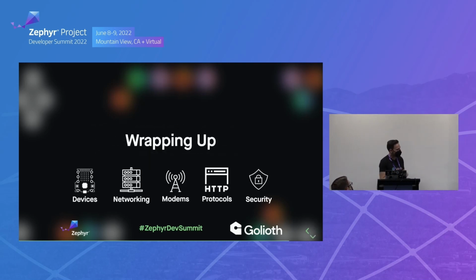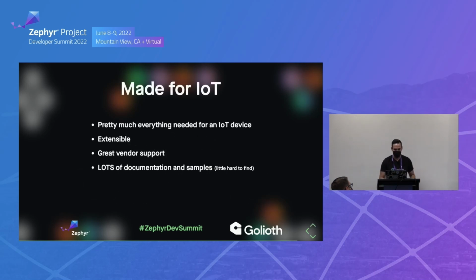All right, so wrapping up, we went through the five parts of building an IoT device: devices, networking, modems, protocols, and security. That was a whirlwind. And we'll kind of leave it off in just a few minutes. So I hope by now you've come to agree with me that Zephyr is made for IoT.